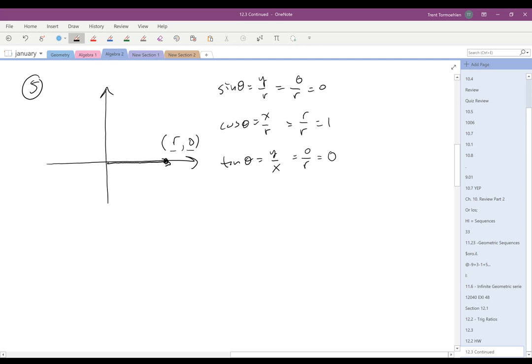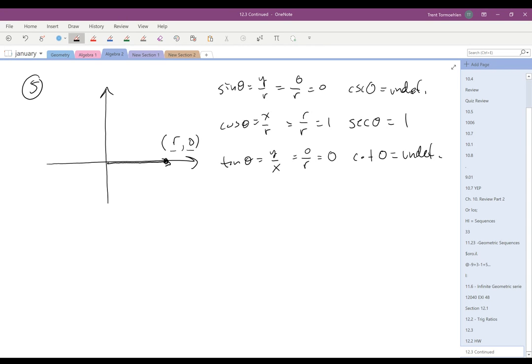And then we do the reciprocals of those. So cosecant of 0. I'm putting theta there, but really what I'm saying is 0. So the cosecant of 0 is just the reciprocal of 0 over r, which is r over 0, which is undefined. And then the secant of 0 is just going to be r over r, which is also 1. And then the cotangent of 0 is just going to be r over 0, which is also undefined. And so for when it's 0 degrees, it is 0, 1, 0, undefined, 1, undefined.